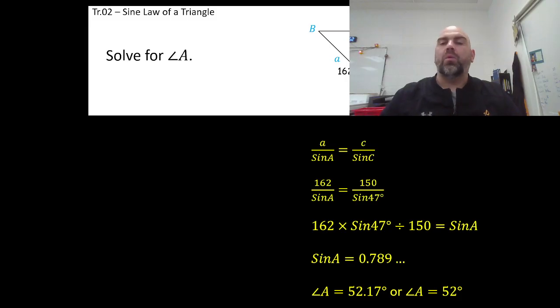Once we know this angle, we can easily solve for angle B by our triangle property, knowing that all angles in a triangle add up to 180 degrees. So we can subtract 47 and 52 from 180, and that will give us angle B.